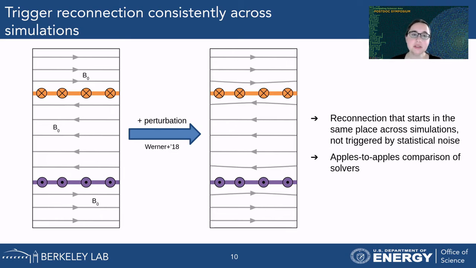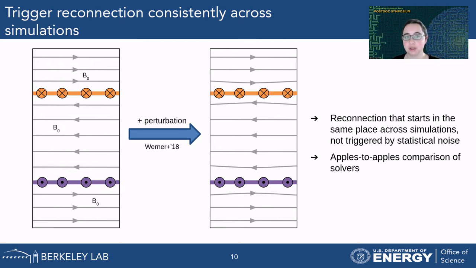So if we were to leave this setup to its own devices, it would eventually reconnect. There's enough noise in the local particle distribution that the magnetic field lines will eventually overcome the current sheet in a few random places due to drops in pressure, and reconnection will begin. But one, that can take a long time and we don't want to waste computing resources, and two, it won't allow for an apples to apples comparison between the solvers.